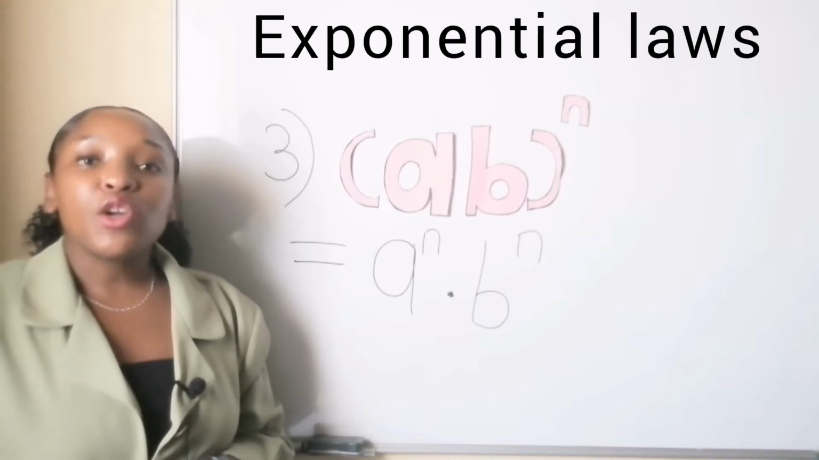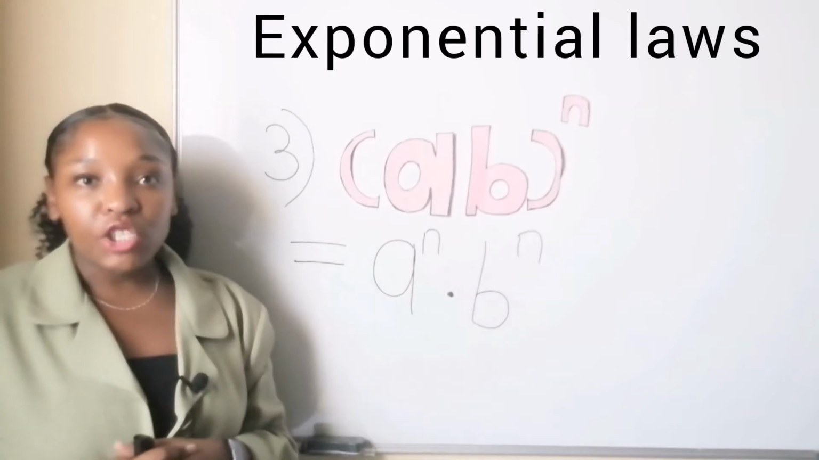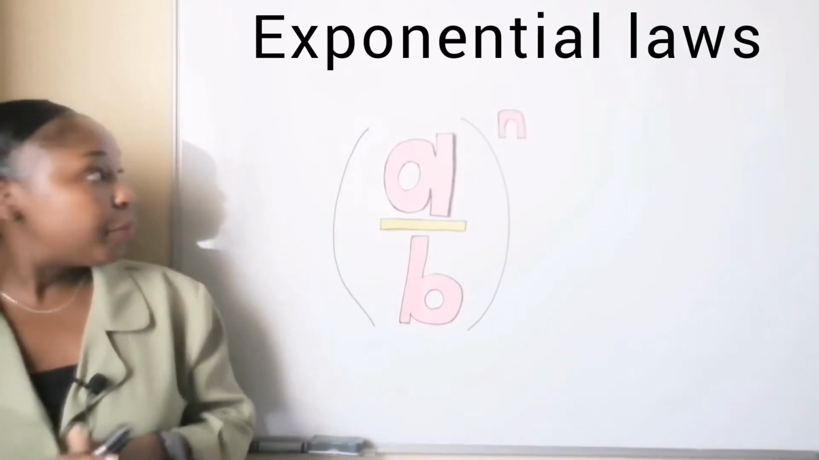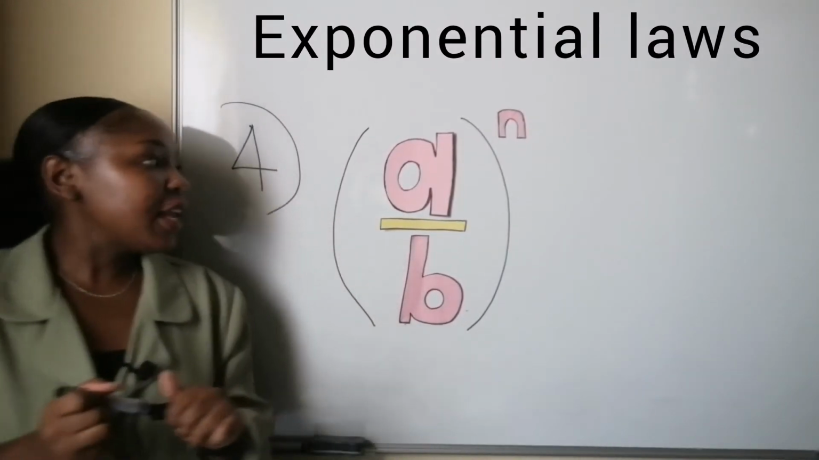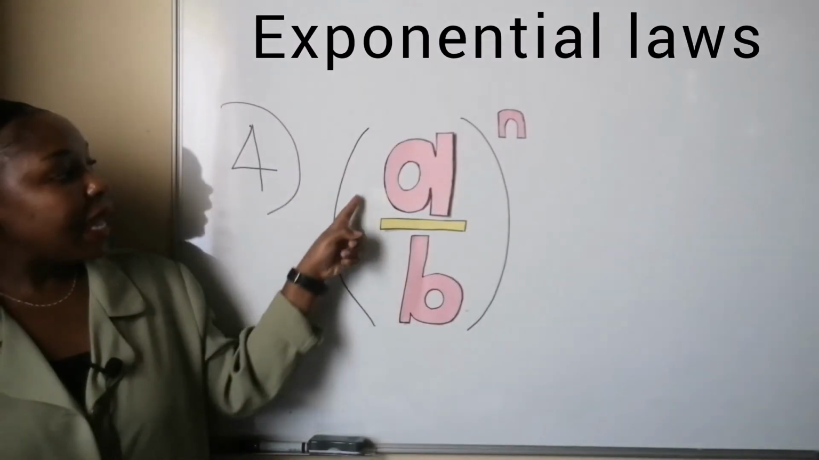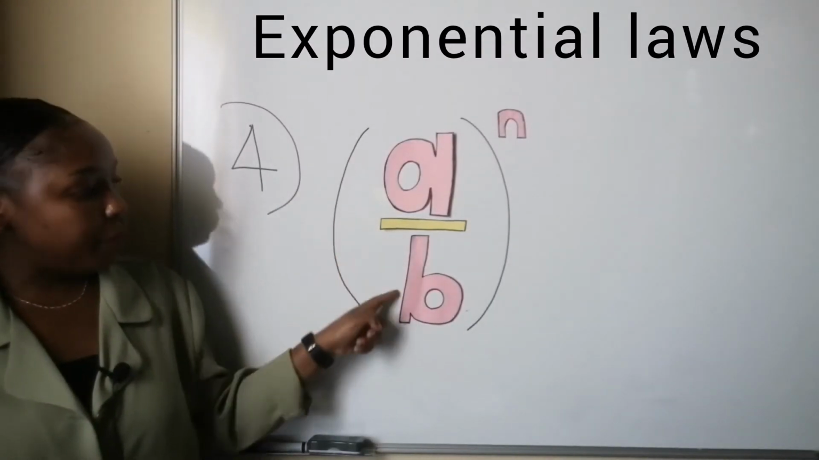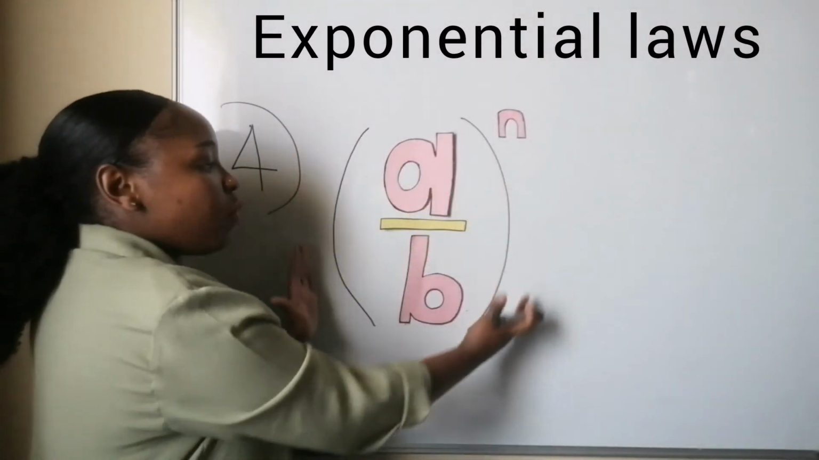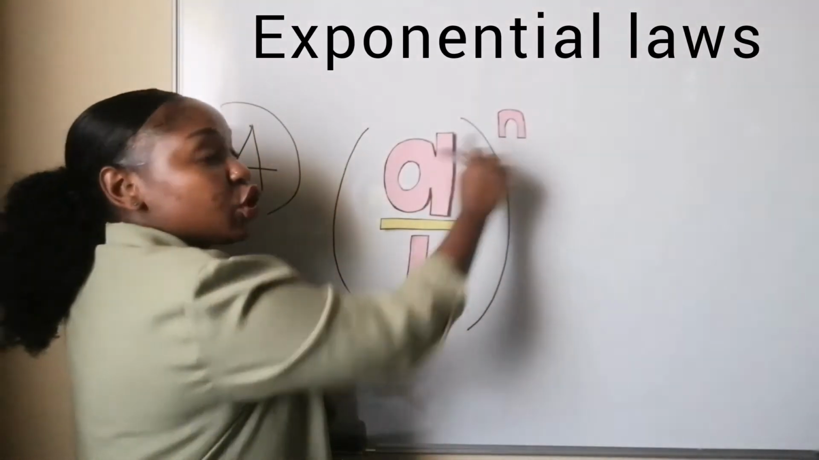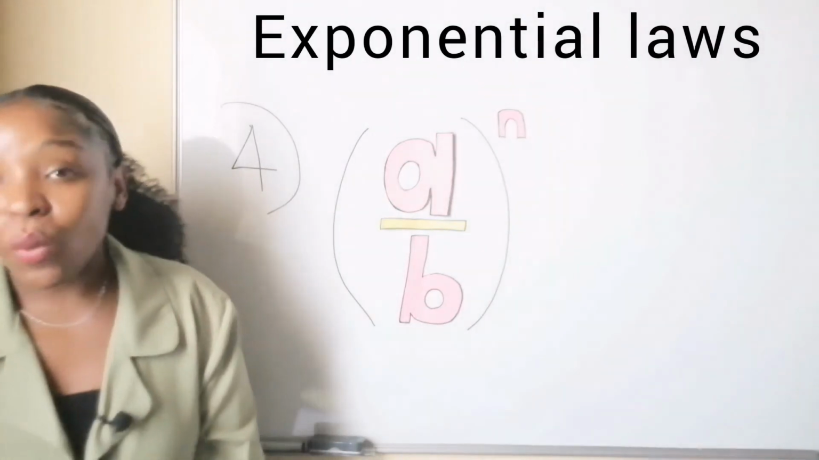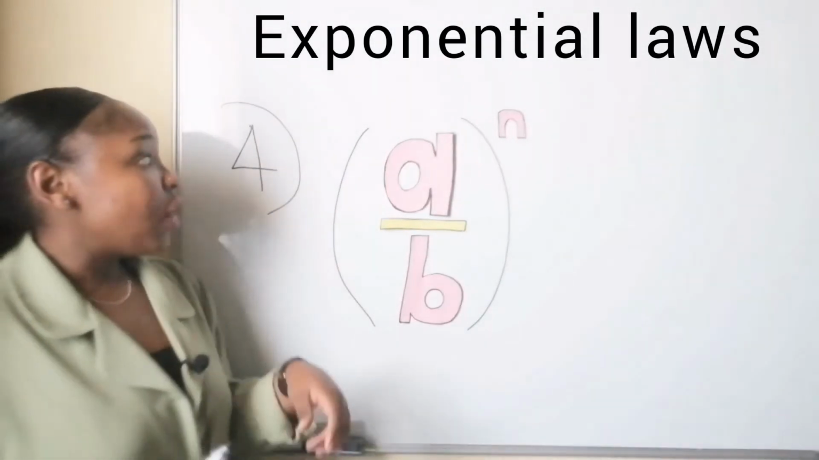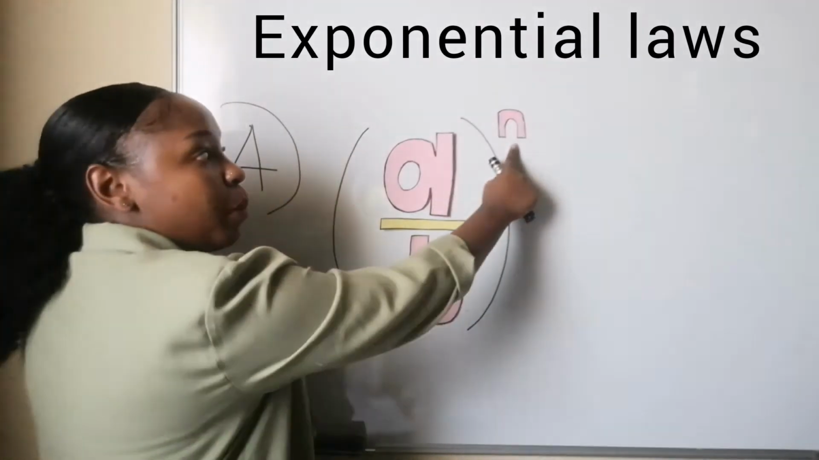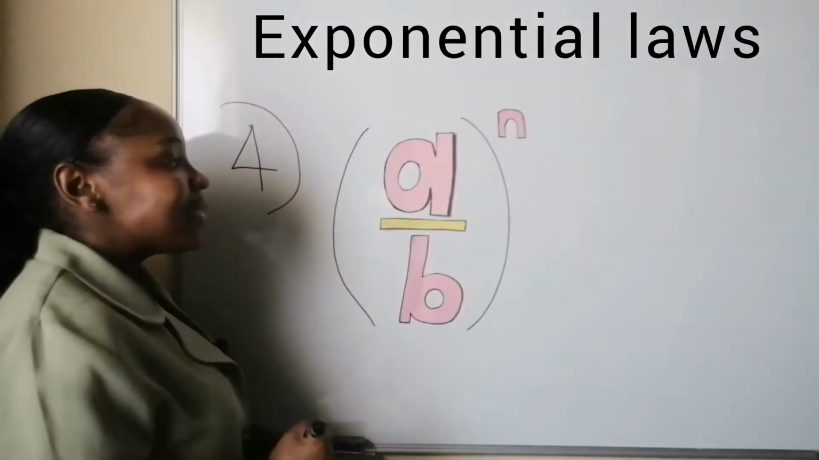All right, let's look at the fourth exponential law. All right, so this fourth exponential law, we can see that we have a over b, and this whole fraction is raised to the power of n. So what does this mean? A over b all raised to the power of n. So what does this mean?